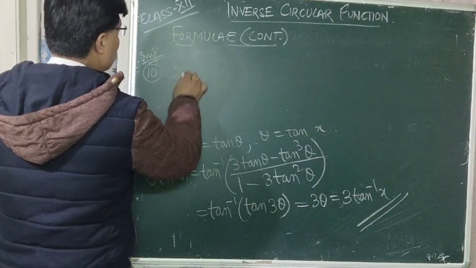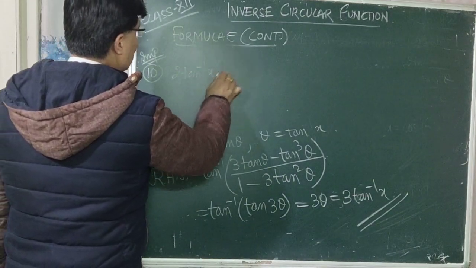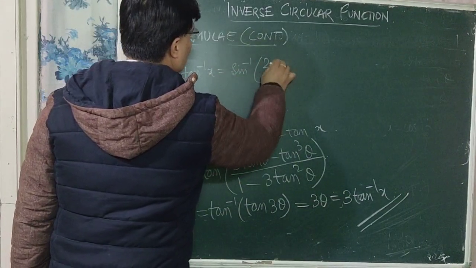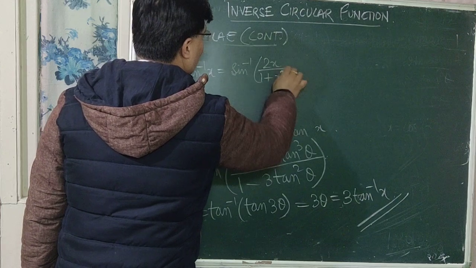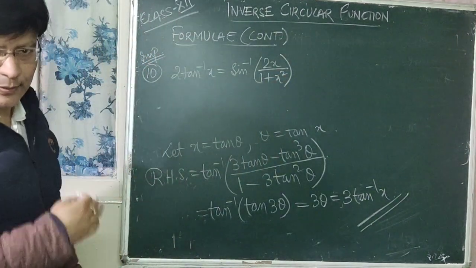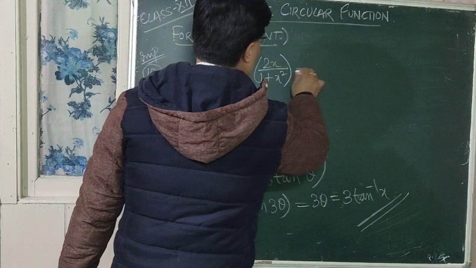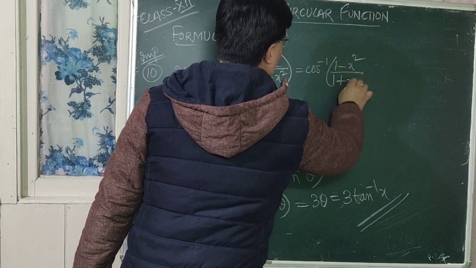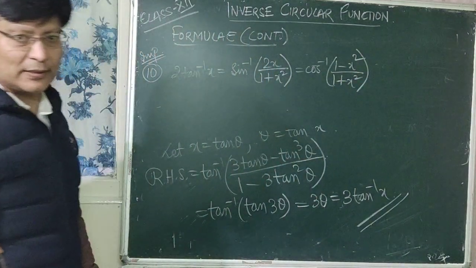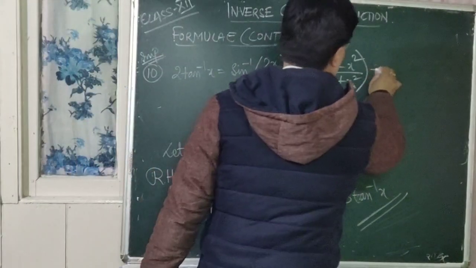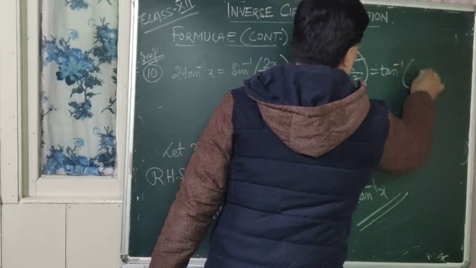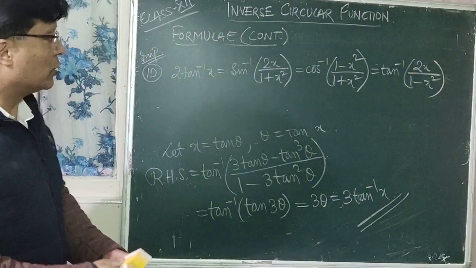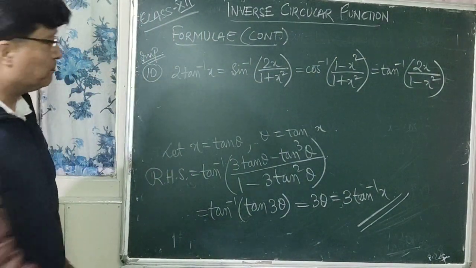The formula is 2 tan inverse x is equal to sin inverse 2x divided by 1 plus x square, which is equal to cos inverse within bracket 1 minus x square upon 1 plus x square, right? Which is equal to tan inverse 2x upon 1 minus x square. So you have to remember this formula.